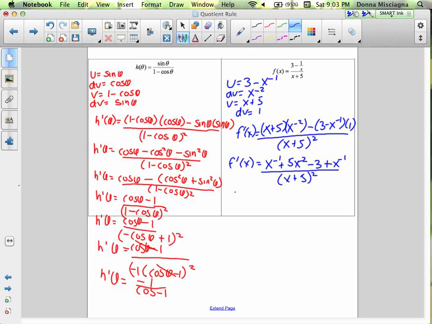Let's rewrite this, and then we're going to simplify. So what we're going to have is a complex fraction. So we're going to simplify that complex fraction after we simplify these negative exponents. So this is going to be 1 over x plus 5 over x squared minus 3 plus, we could combine those, couldn't we? We got 2.